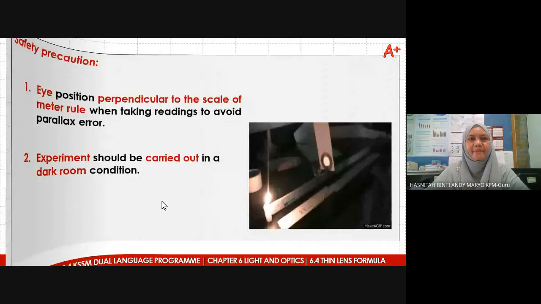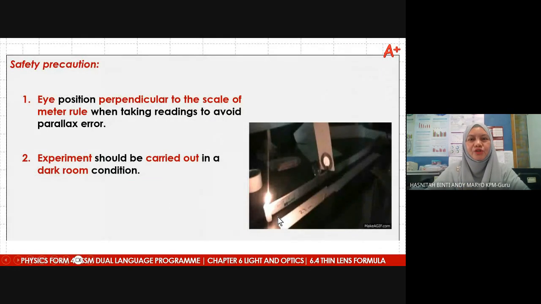This is the safety precaution that we took when conducting this experiment. Number one, when you are taking a reading from the ruler, the eye position must be perpendicular to the scale of the meter rule. This is to avoid parallax error, so we will get an accurate reading. Second, this experiment should be conducted in a dark room condition, so it is easier to see the image formed on the white screen.